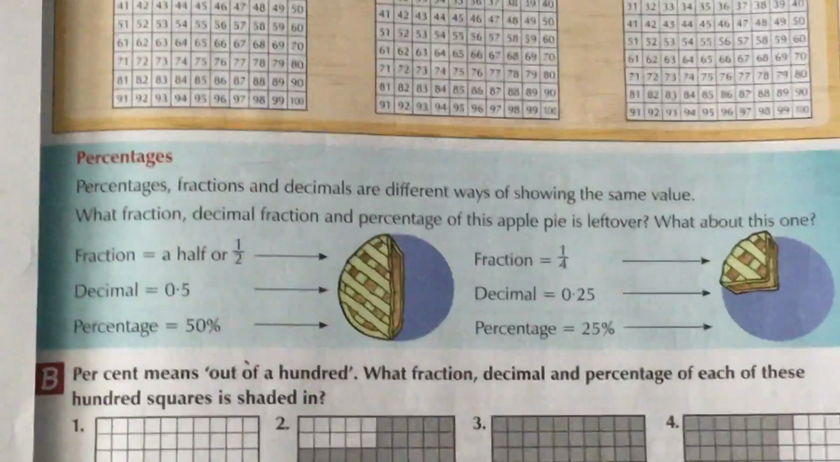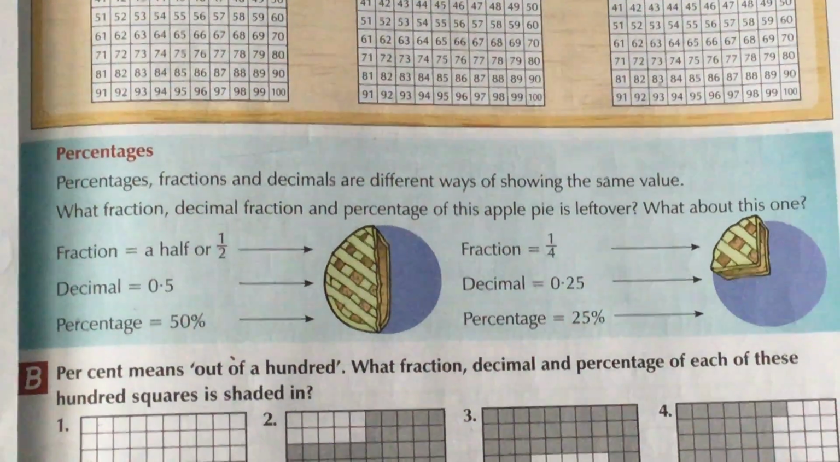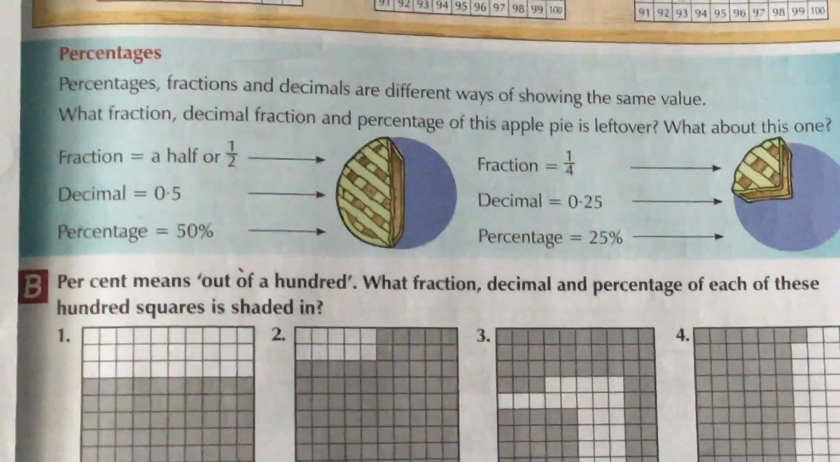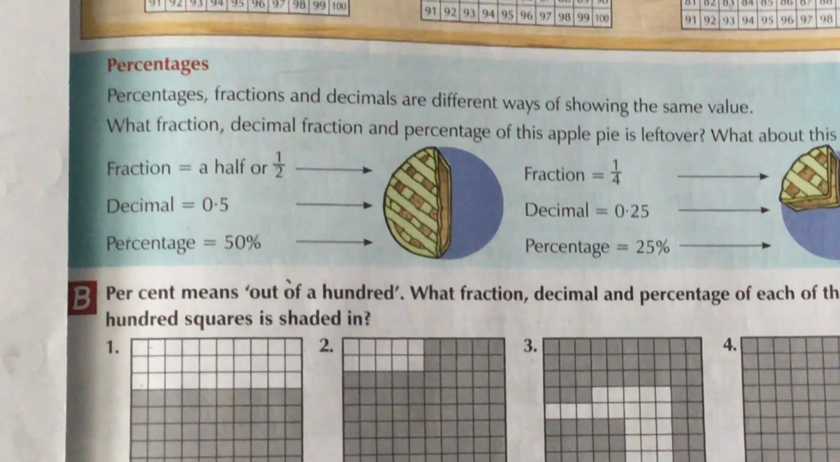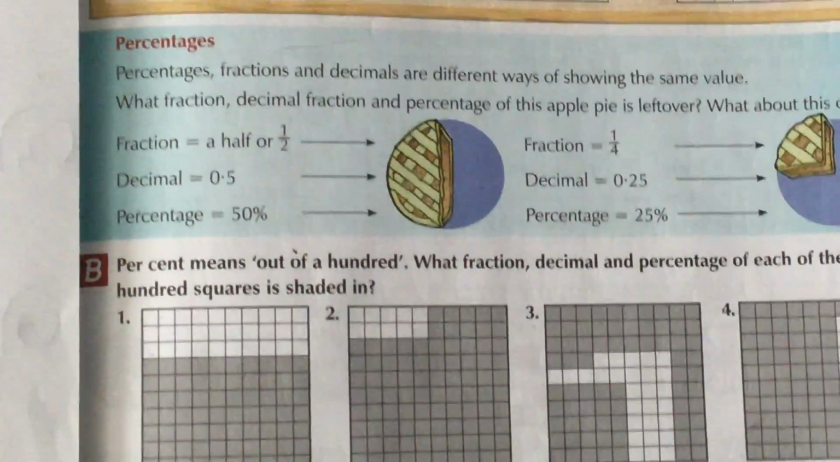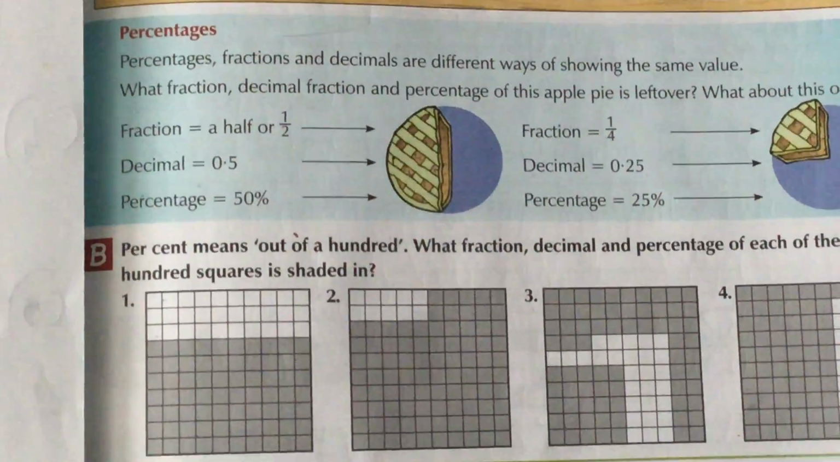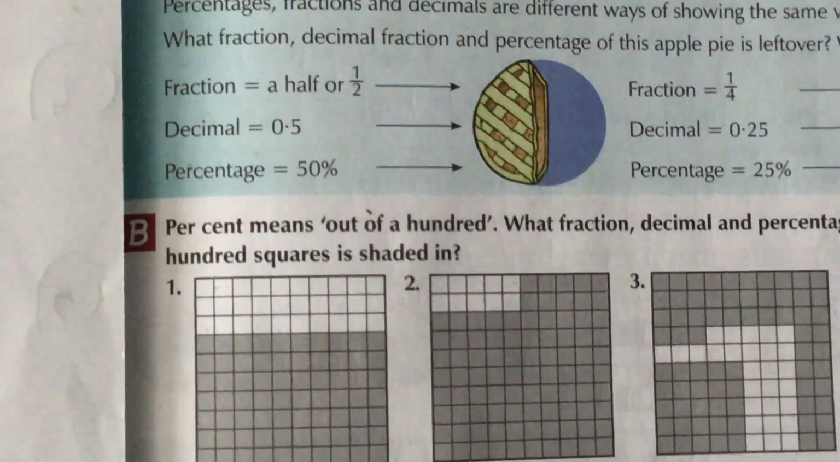Okay. Then a quarter. A quarter is not 0.4. 0.4 is 4/10. That is very important. 0.4 is 4/10. A quarter is 1 out of 4, or 1 divided by 4, which is 0.25. Okay, a quarter is 0.25, and then our percentage is 25%. So 0.5 is 50%, 0.25 is 25%.